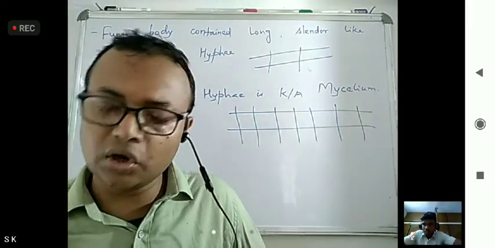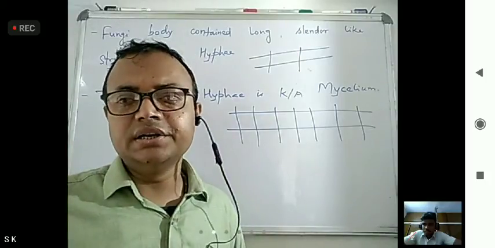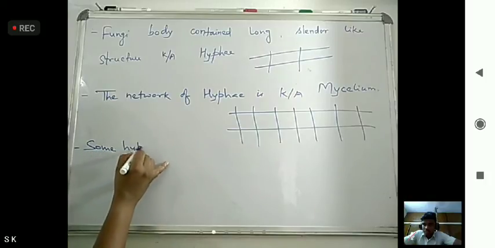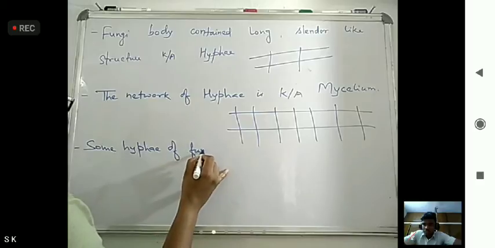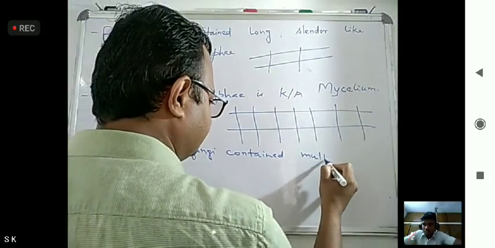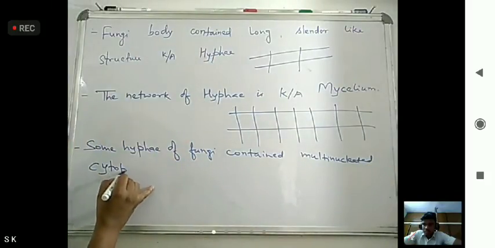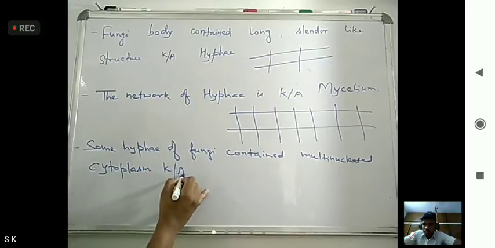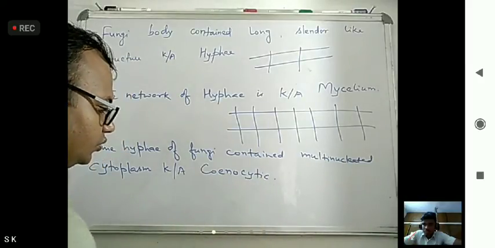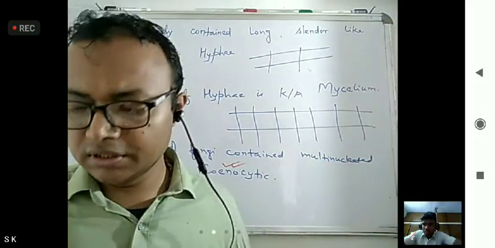Now, some fungi contain multinucleated forms. Some hyphae of fungi contain multinucleated cytoplasm, known as coenocytic. This term will come many times. So coenocytic is nothing but having multinucleated cytoplasm.